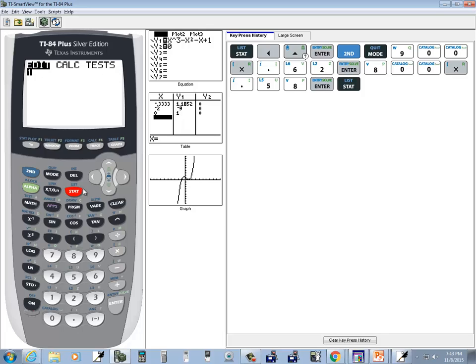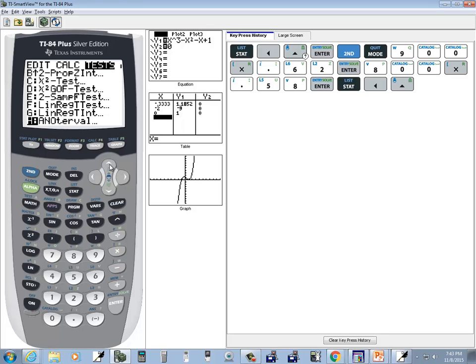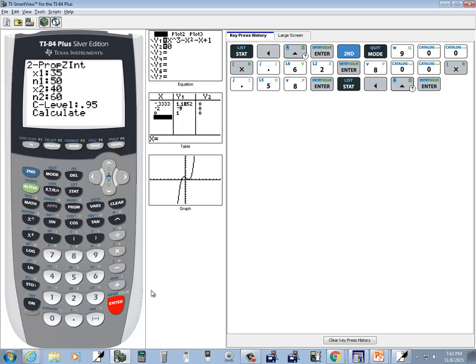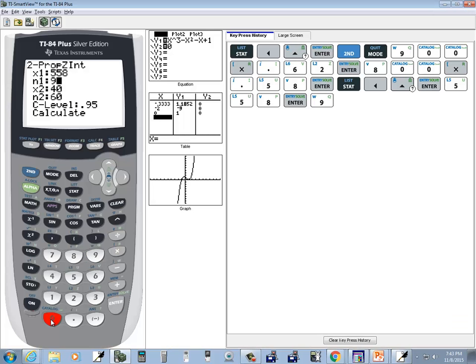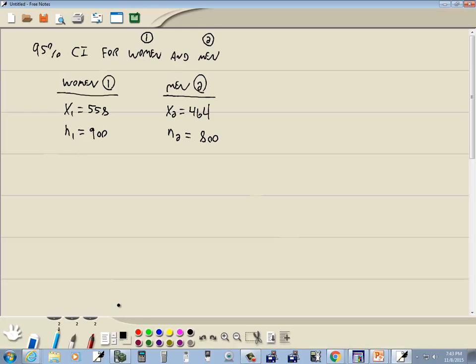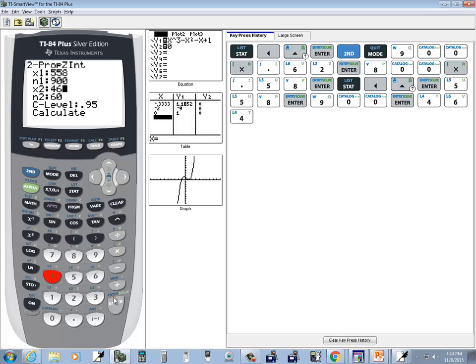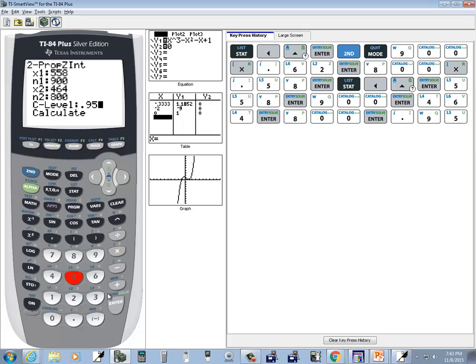Okay, so let's go back into our stat, go over to tests, and 2 prop z int. And x1 is 558, n1 is 900, x2 is 464, and n2 is 800. And the confidence level is 95%, so 0.95. Want that in decimal form, and then calculate.